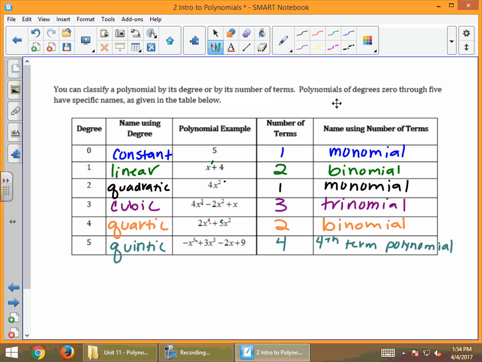Big thing is quartic and quadratic get flip-flopped because they look very, very similar. Quadratic is 2, quartic is 4. Okay?